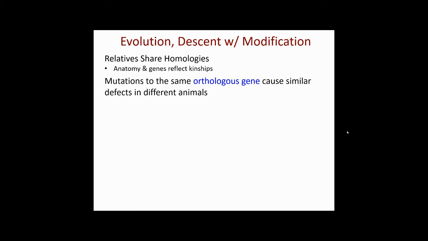Continuing this idea that anatomy and genes reflect kinships, mutations on the same orthologous gene can cause similar defects in different animals. If you remember from our last lecture series, orthologous genes are those that diverged after a speciation event. So they're inherited in two different species from a common ancestor, but after those species have diverged and speciated, the ancestral gene can alter its function, even though it still remains somewhat similar to that ancestral gene.